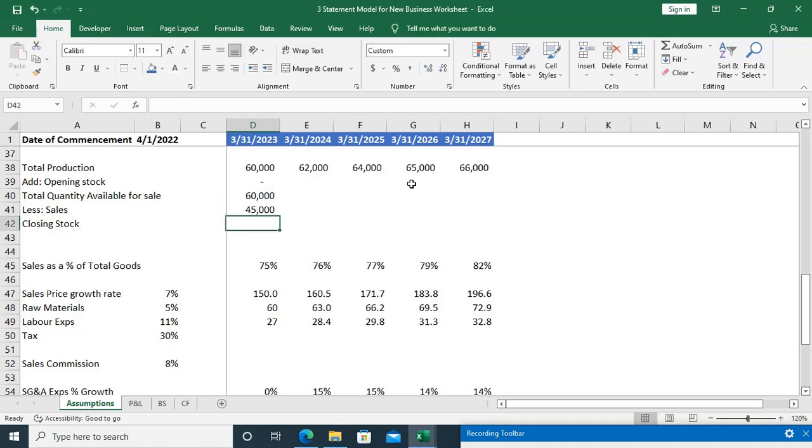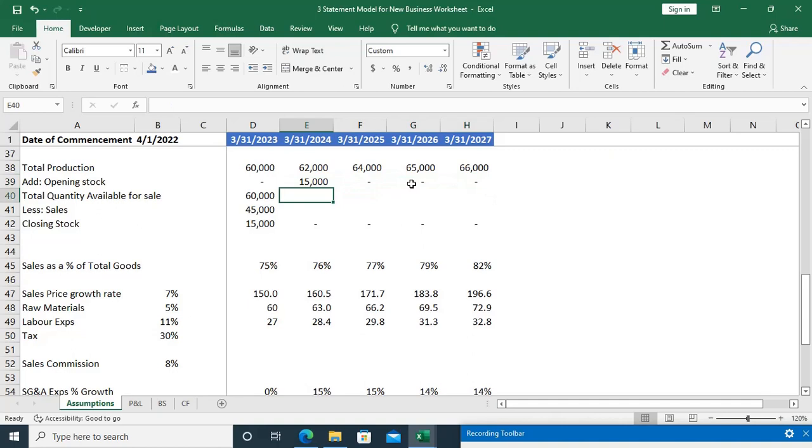Then what should be the closing stock? Equal to the total quantity available for sale minus the sales, that is the closing stock. You can just copy it right because there won't be any changes at this moment. Now the opening stock is definitely going to be the closing stock of the previous period, which is going to be the opening stock of the current period. You can see it, right?